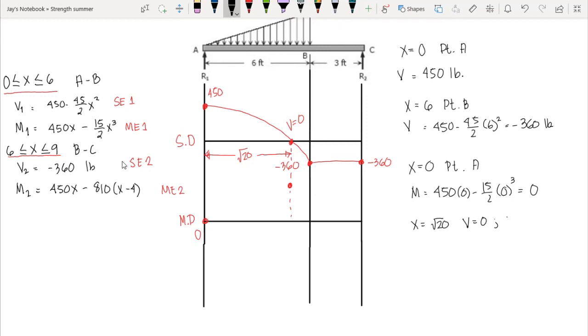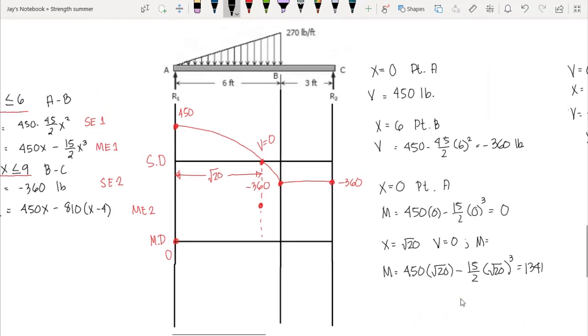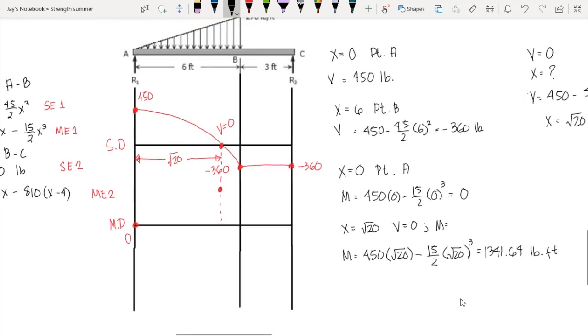So we are computing here for our moment. We have M is equal to, the equation is 450 times x, that is square root of 20, minus 15 over 2 times square root of 20 raised to the 3. So we have our moment here that is equal to 1341.64, and the unit is in pound foot. So therefore, we have here 1341.64 at this point.